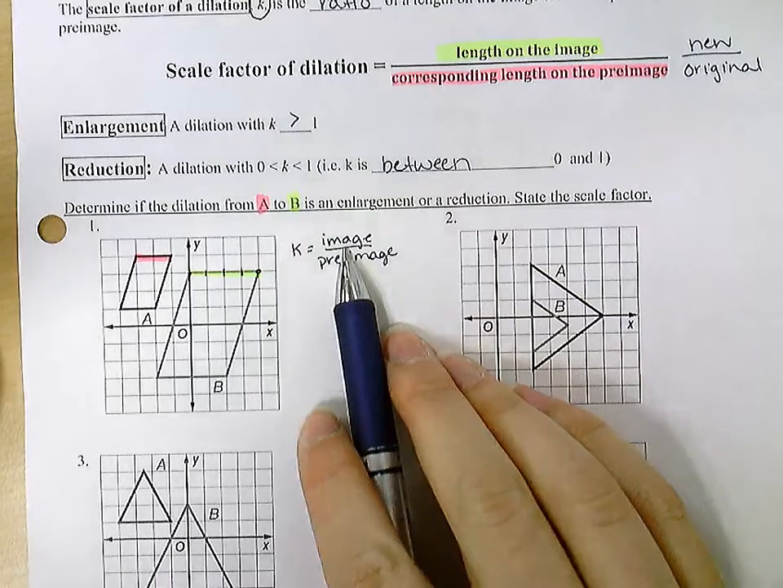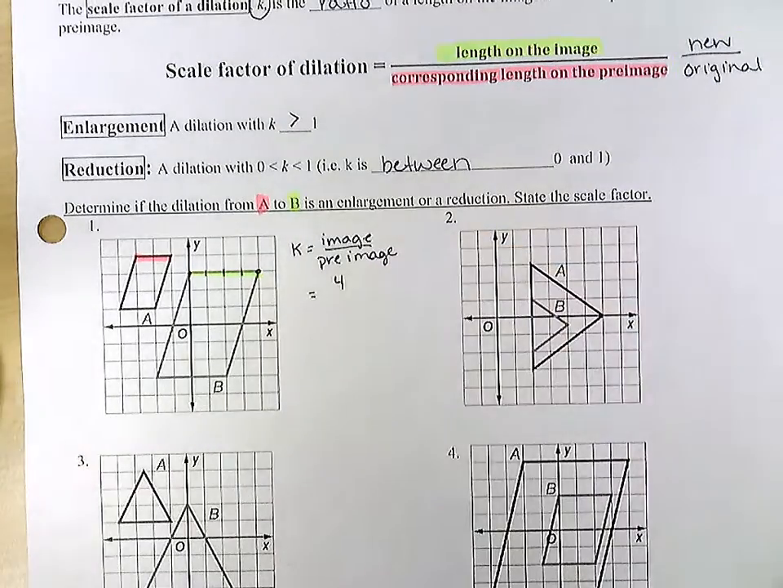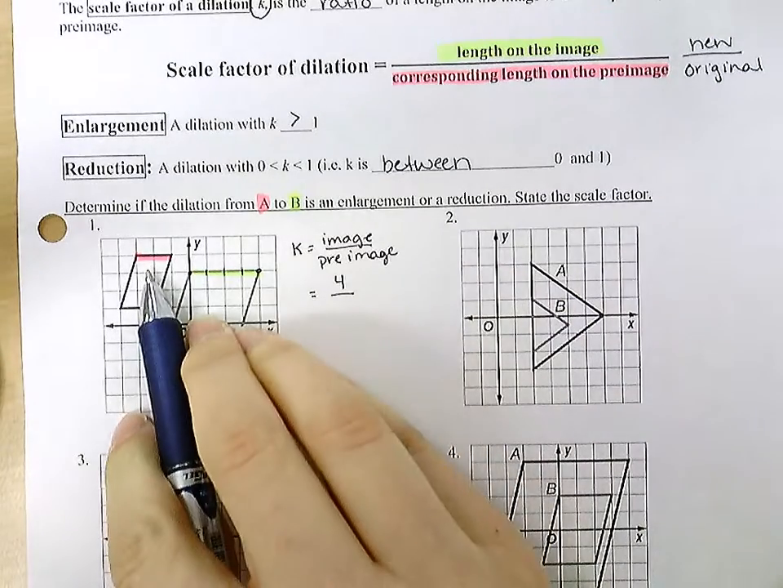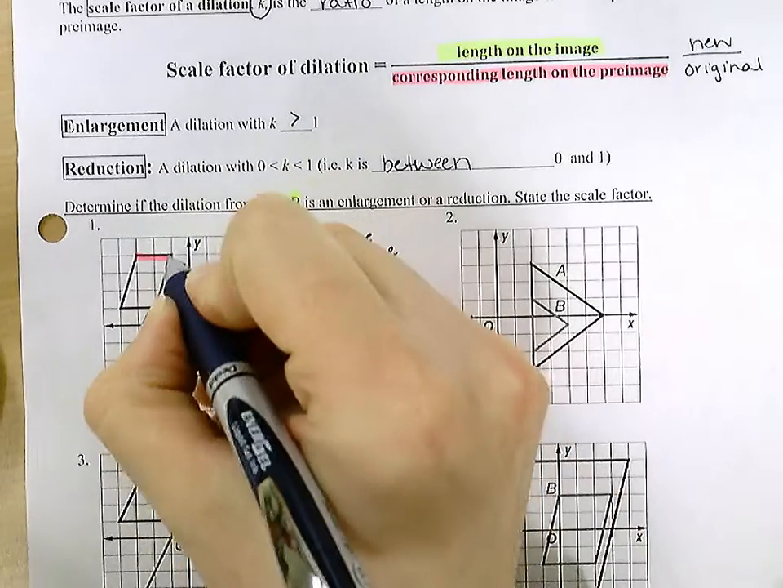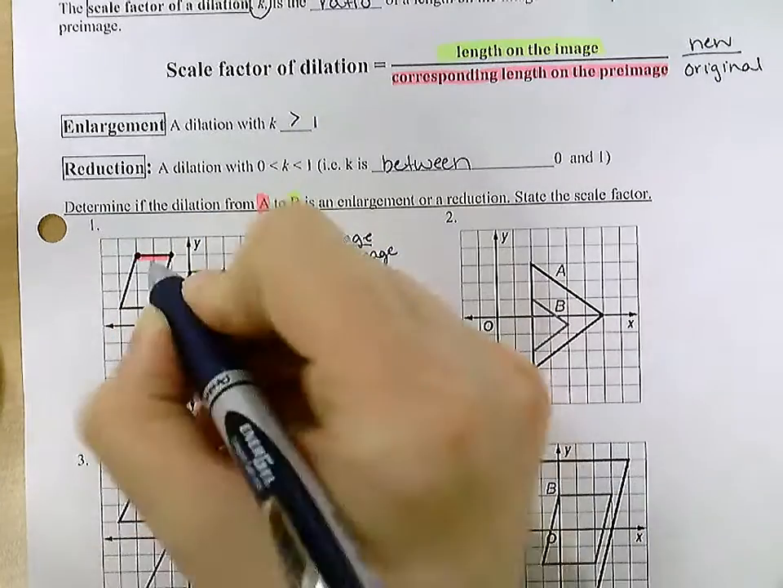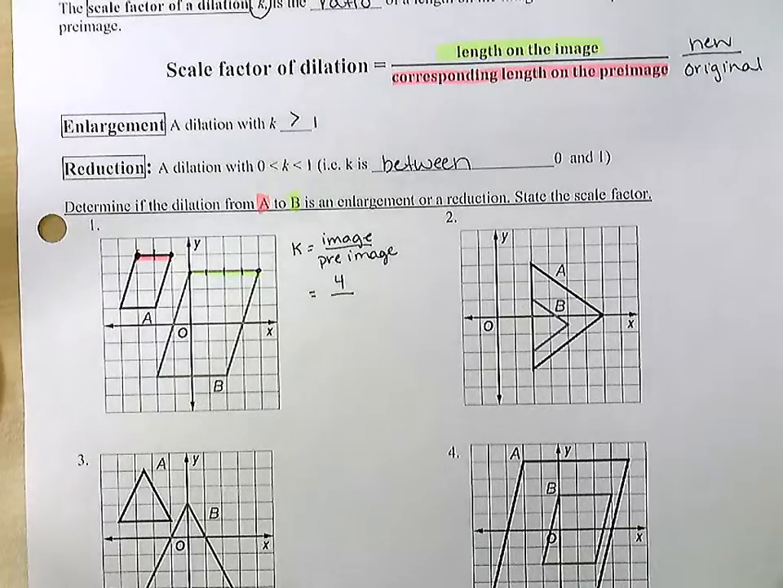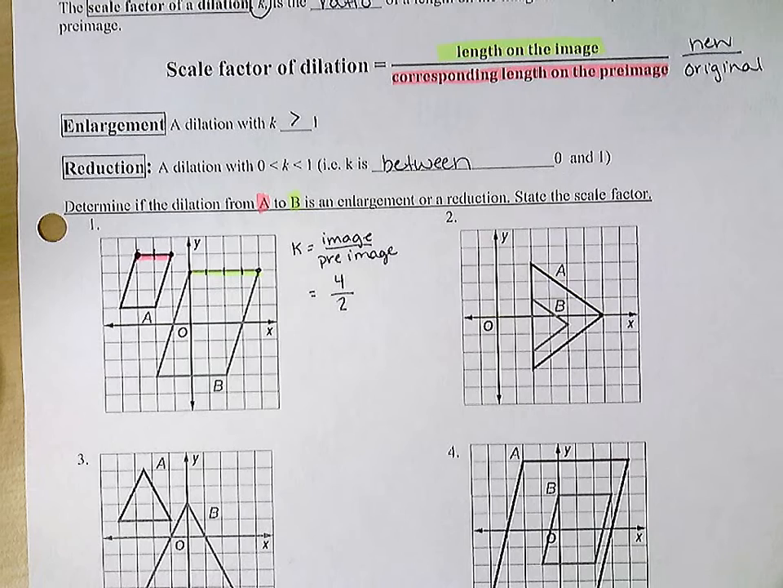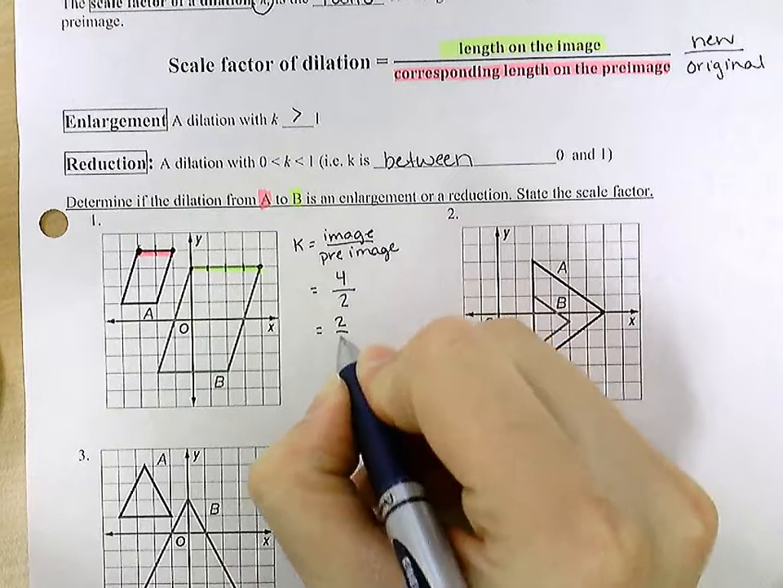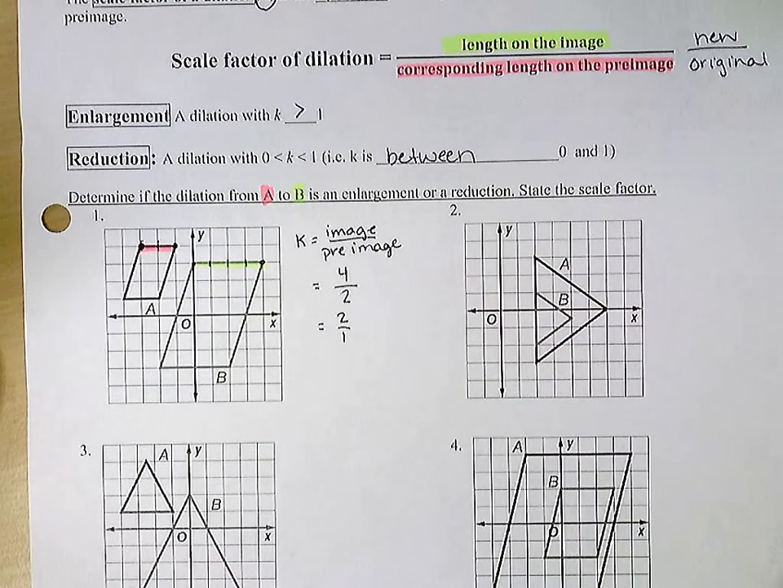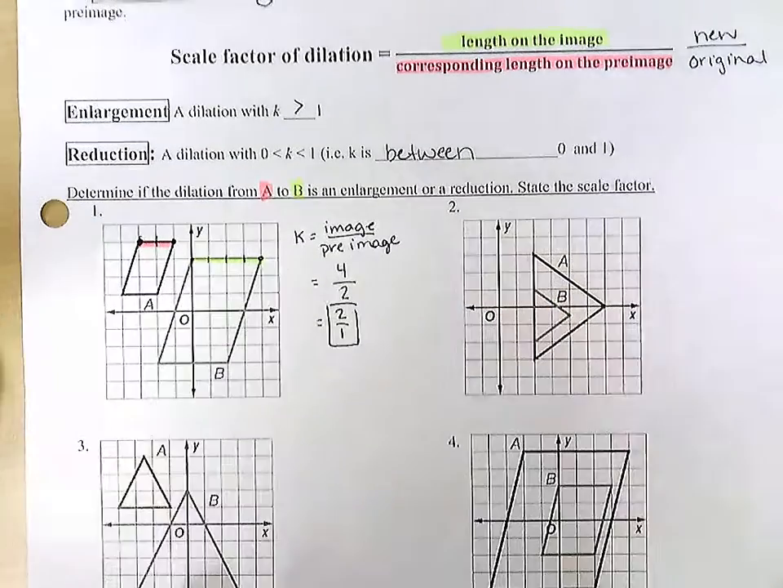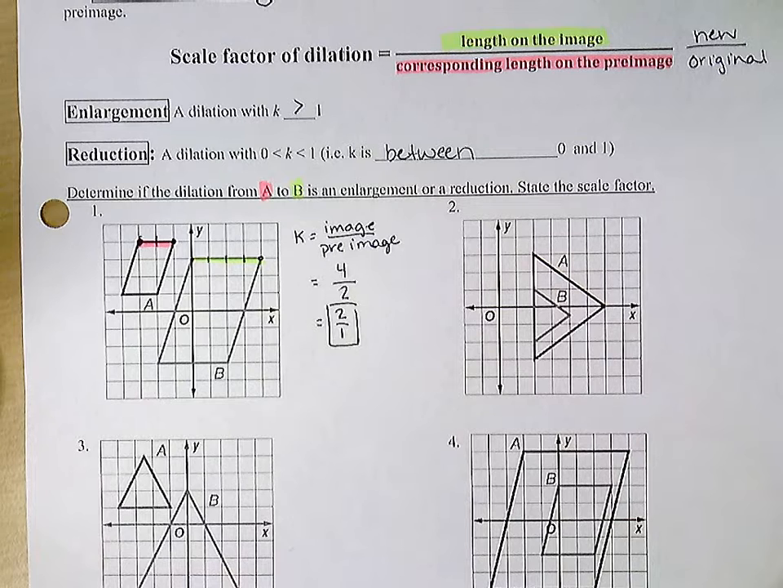So for that image piece, we can write 4 over its similar side in pre-image A. Again, count your distance between points. That's 1, 2. Okay, so we have a distance of 2 along that side. Okay, and we can just reduce this to 2 over 1. Now with that scale factor K, we want to see if that is between 0 and 1 or if that's greater than 1.